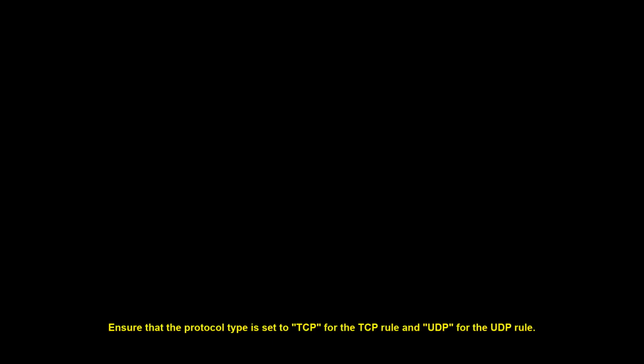On the left side, click on Inbound Rules. Scroll through the list of rules to find any related to remote desktop. Ensure that the protocol type is set to TCP for the TCP rule and UDP for the UDP rule.